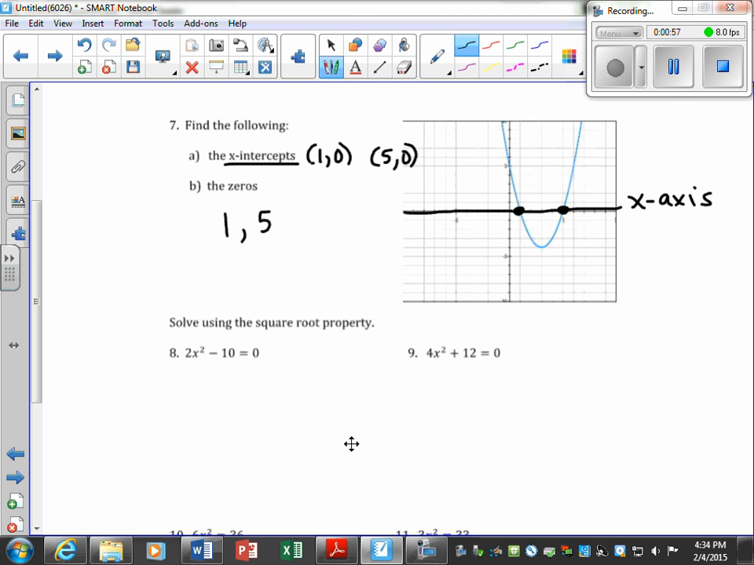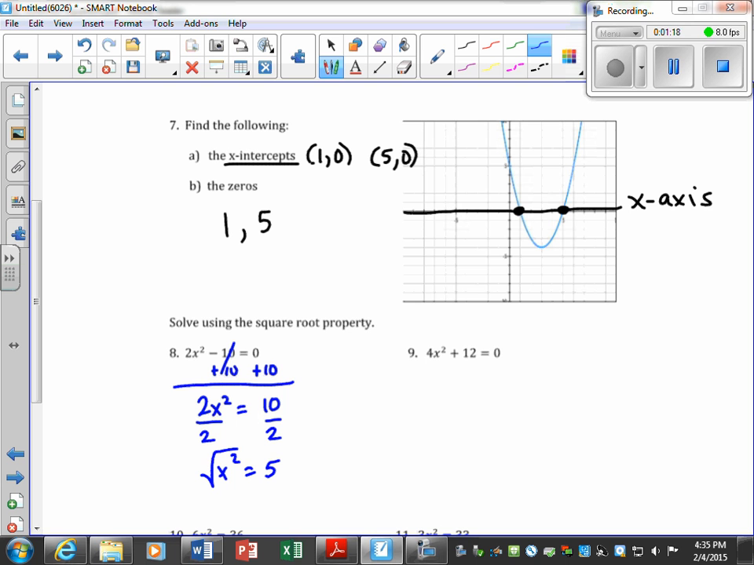Alright, next property, use the square root property. So let's solve this thing. We're going to add 10 to both sides. When we get 2x squared is equal to 10, algebraically we're just solving this. X squared is equal to 5.